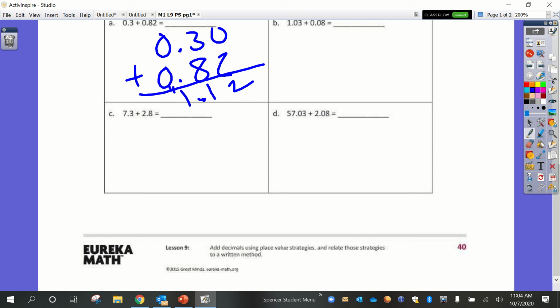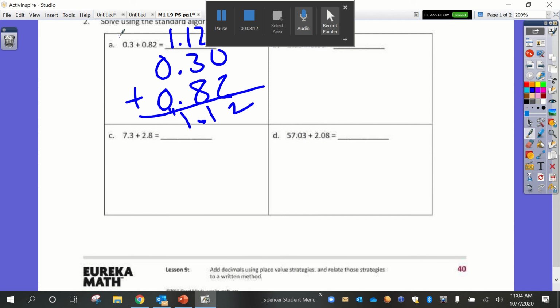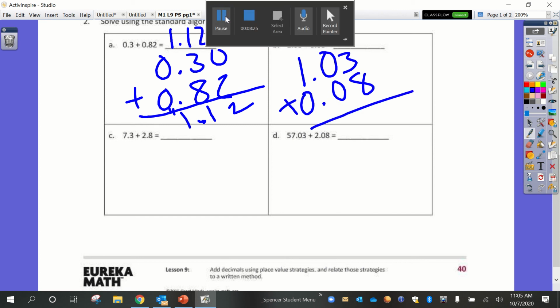So the answer to this problem should be, let me scroll up so I can write it on the line, 1.12. All right, I'm going to stack them with you, but then I want you to pause it and do the work. There is one step of regrouping. All right, so I'll see you in a second.